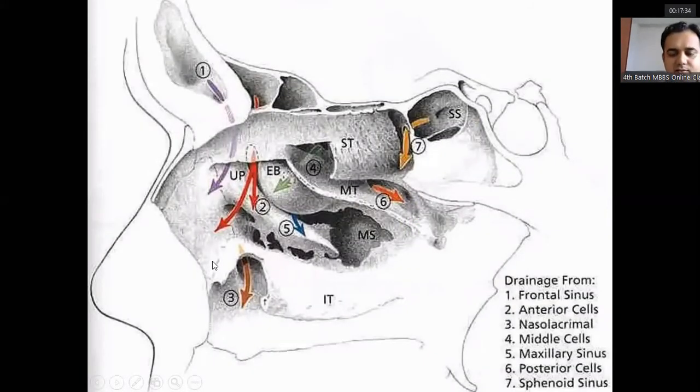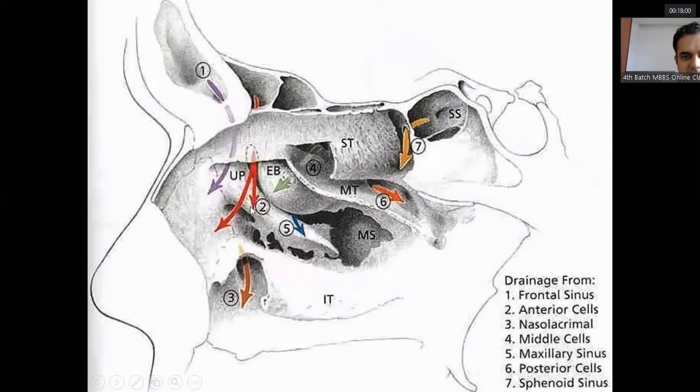Now here, this may seem confusing or complicated for you, but it's not. This is the inferior turbinate, and here this is the nasolacrimal duct. It opens in the inferior meatus. This is a similar sort of diagram in 3D. Here you can see the uncinate process and the ethmoidal bulla. This is the superior turbinate, middle turbinate, and middle meatus. And the frontal sinuses drain here.